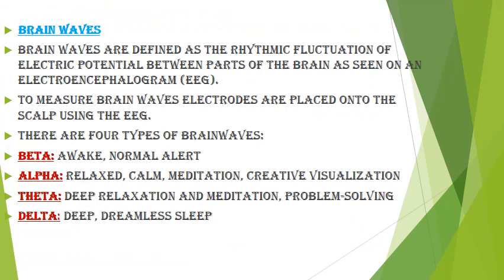Brainwaves. Brainwaves are defined as the rhythmic fluctuation of the electrical potential between parts of the brain as seen in EEG. To measure brainwaves, electrodes are placed onto the scalp using the EEG. There are four types of brainwave: alpha, beta, theta, and delta. Beta, awake, normal alert; alpha, relaxed, calm, meditation, creative visualization; theta, deep relaxation and very good for meditation, problem solving; and delta means deep sleep stage, dreamless sleep.